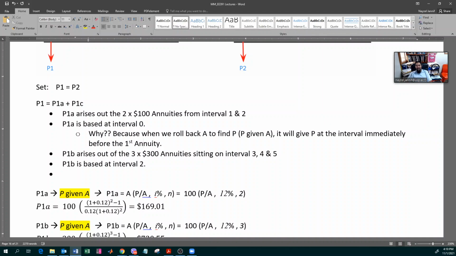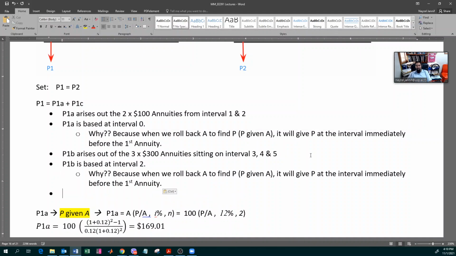And same reason. Why? Because when we roll back A to find P, basically when we want to do P given A, it will give P at the interval immediately before the first annuity.